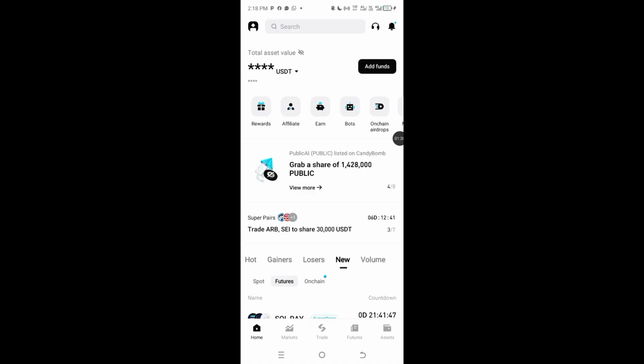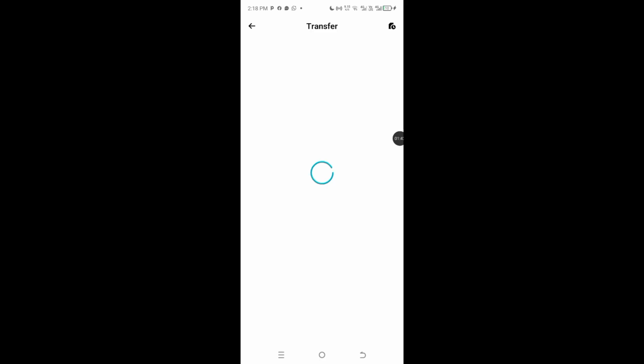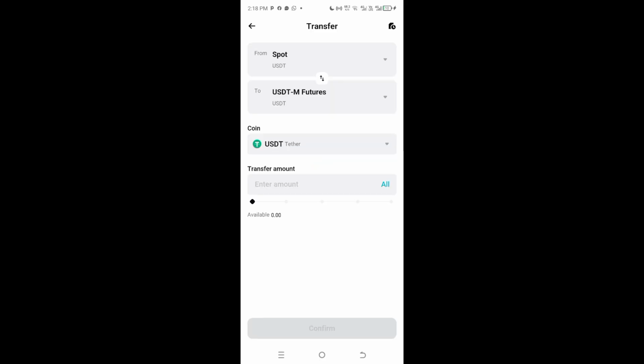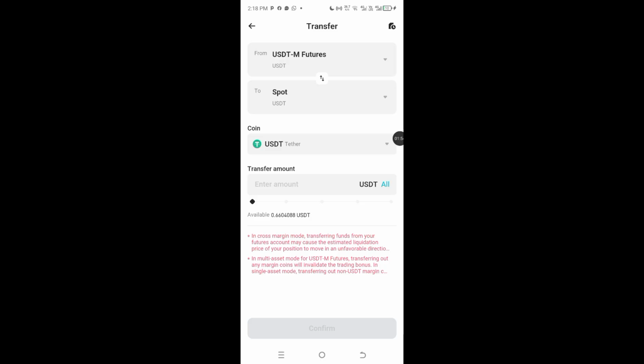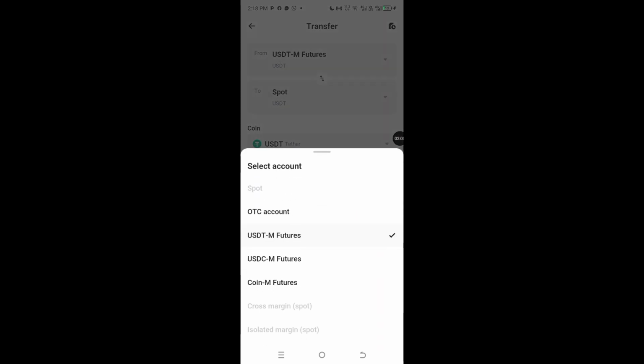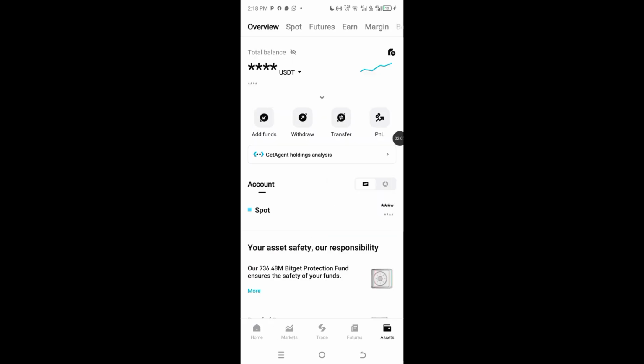Now, heading into the assets section, click on transfer. If you have your money in futures, all you have to do is swap it. Just click on this icon here, swap it, USDT-M futures towards spot, and transfer all your money from futures to spot. If your money is in your OTC account, you can transfer it as well.